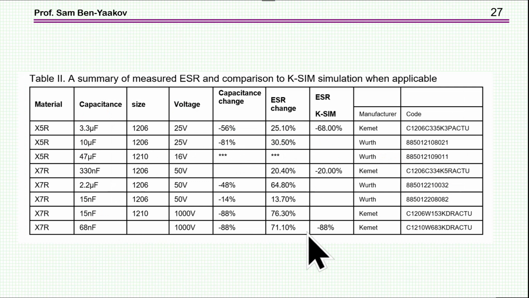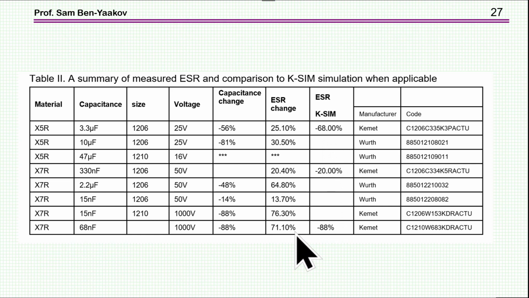And here is some summary of measurements that we have made. This is the ESR change. In all cases, you see that a change in the voltage will increase the ESR. For the PCIM, for all cases that are relevant, because these are Wurth capacitors, we don't have data from them, but we have data from the PCIM simulator for Kemet. You see that while we measure a 25% increase, the simulator shows a minus 68% decrease, going down. And here it is 71%, and this is minus 88%.